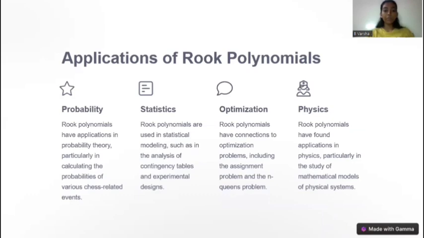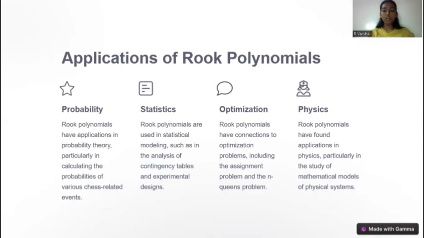Coming to applications of rook polynomials, there are four applications. First is probability. Rook polynomials have applications in probability theory, particularly in calculating the probabilities of various chess related events. Second is statistics. Rook polynomials are used in statistical modeling, such as in the analysis of contingency tables and experimental design.